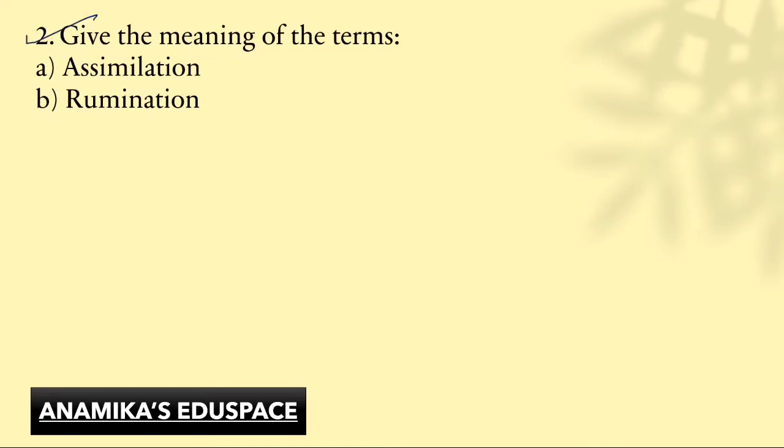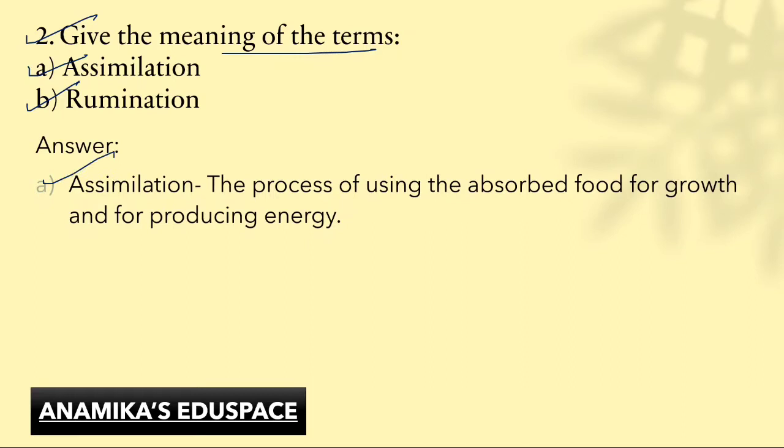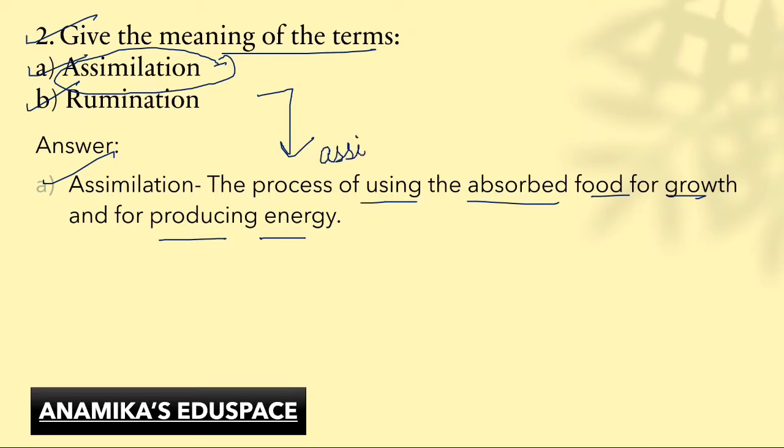Question number 2. Give the meaning of the terms A, assimilation and B, rumination. Answer. Assimilation. The process of using the absorbed food for growth and producing energy is known as assimilation. That means you are collecting the food, you are absorbing the food and you are producing energy from the food by breaking down the food. Clear? So that is known as assimilation, that is you are assimilating the food.